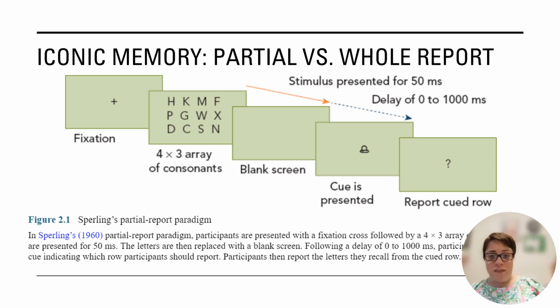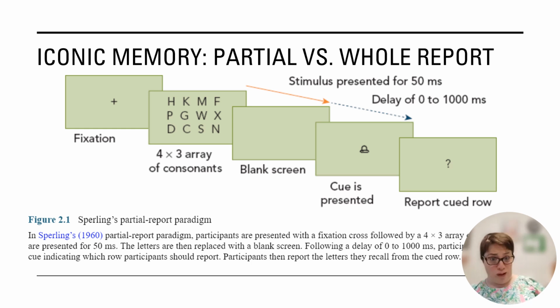To test which of those two possible explanations it was, Sperling devised the partial report paradigm. In the original partial report paradigm, participants were presented with 3 rows of 4 letters, such as we see in the second panel of the figure, for about 50 milliseconds. Then after a delay ranging from 0 to 1000 milliseconds, the participant was presented with a tone indicating which row of letters to report: a high tone indicating the top row, a mid-range tone indicating the middle row, and a low tone indicating the lowest row.